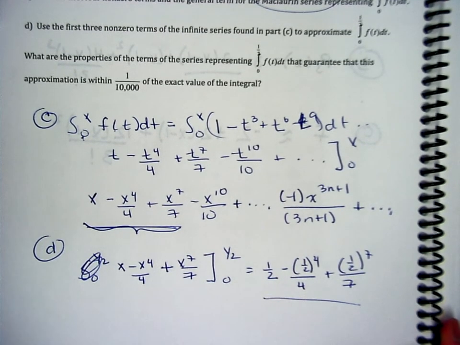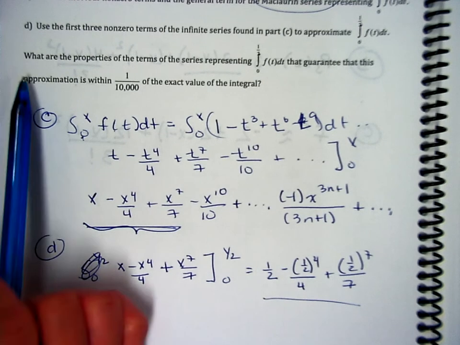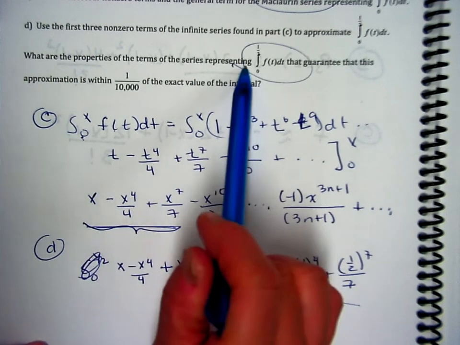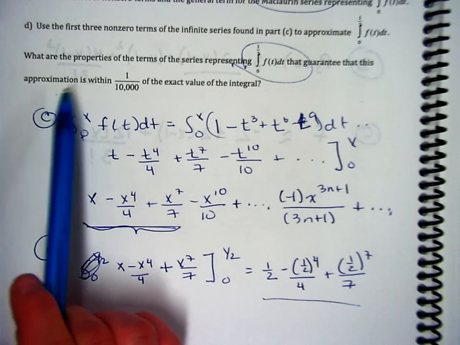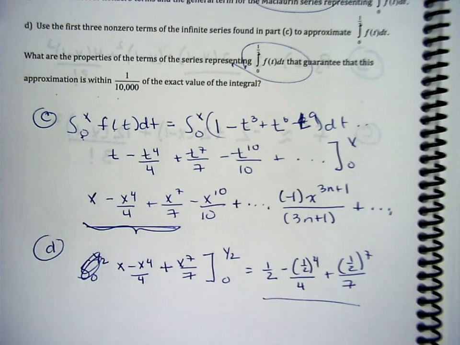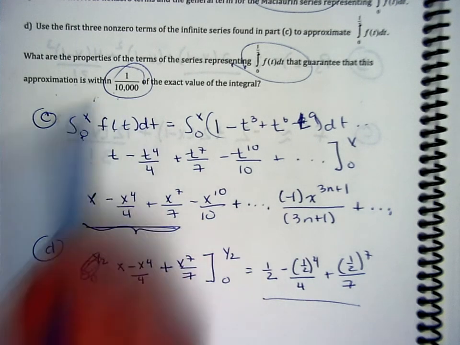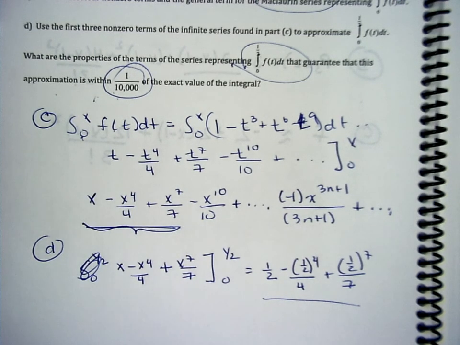Now the next part of this question says, what are the properties of the series representing this that guarantee that this approximation is within 1/10,000 of the exact original value? So basically, what this question is asking is, how do you know that the error is less than 1 over 10,000? They're giving you the maximum error. How do you know that the exact error is less than that?